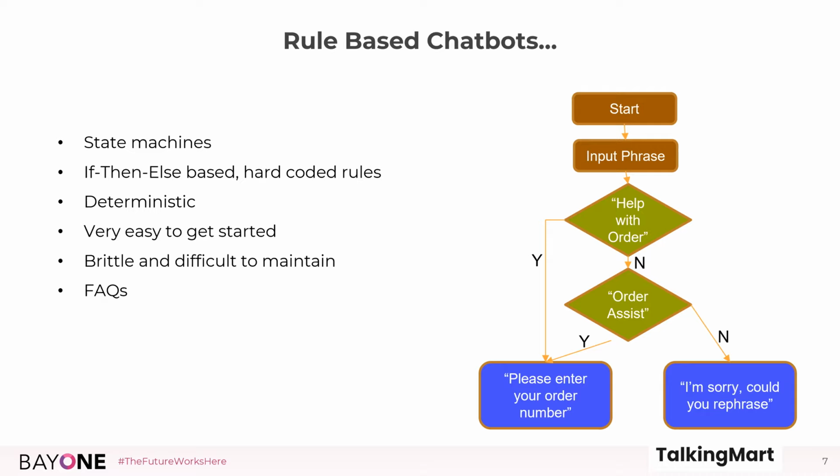Rules morph and become rule flows. You may have a slight variation in what the user says, and the assistant is unable to handle it. You will see a lot of websites right now have these. Next time you see a chatbot, try to throw something at it that is not in line with what it is asking for, and immediately you will hear, oh, I'm sorry, could you rephrase?